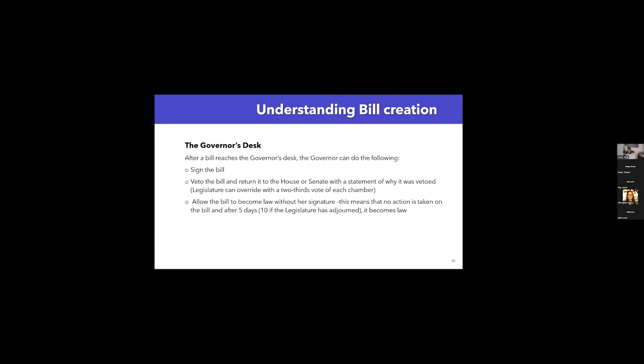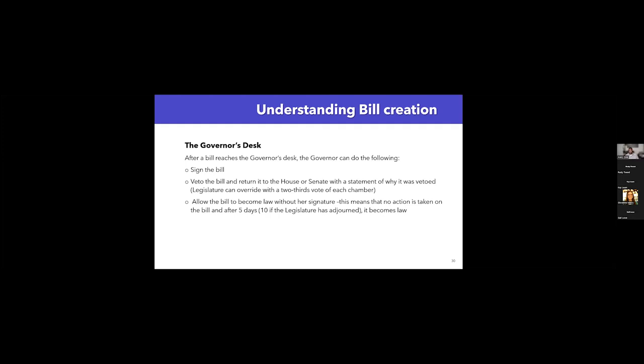So after a bill gets passed out of the legislature, then it has to hit the governor's desk. After the bill reaches the governor's desk, this is what the governor can do. The governor can sign the bill into law. The governor can veto the bill and return it to the House or Senate. Usually they give a statement on why they vetoed the bill, but the legislature can override that veto, again, with a two-thirds vote from each chamber. Or the governor can do nothing and allow the bill to become law without his or her signature.